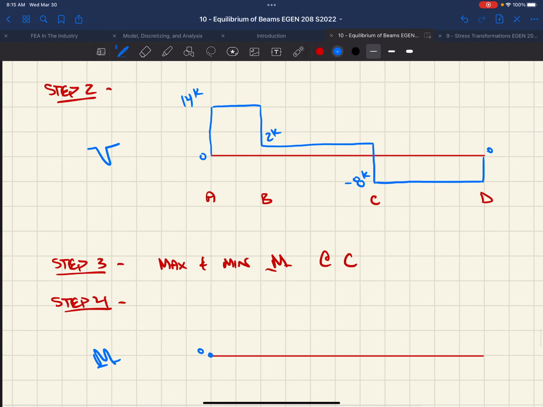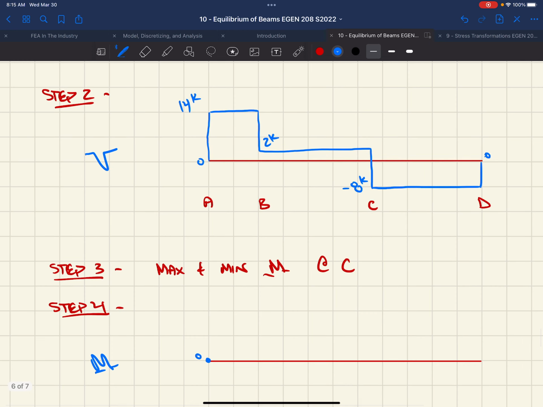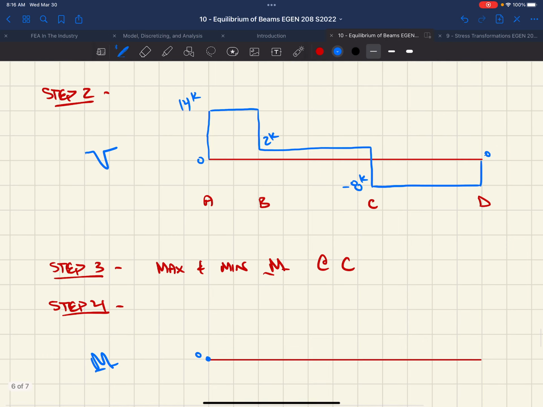We're going to increase, right? As we start out, we're going to increase in moment based on the area of our shear force diagram. Well, the magnitude of our shear force diagram is 14 kips, right? So for every foot we travel along our moment diagram, the slope of our line is going to be 14 kips. So for every foot, we're going to add 14 kip feet of moment. So we're going to have a slope that does something like this.